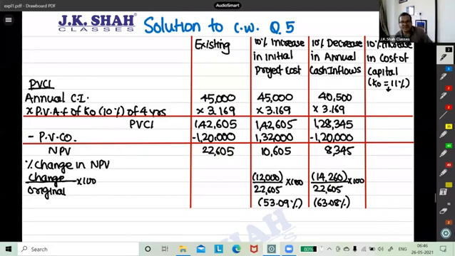So that means annual cash inflows will remain the same, 45,000, but they would be discounted by 11%, not by 10%. Only for this column. I think 11% is also given to us. It is 3.103. So 45,000 into 3.103 gives 139,635.